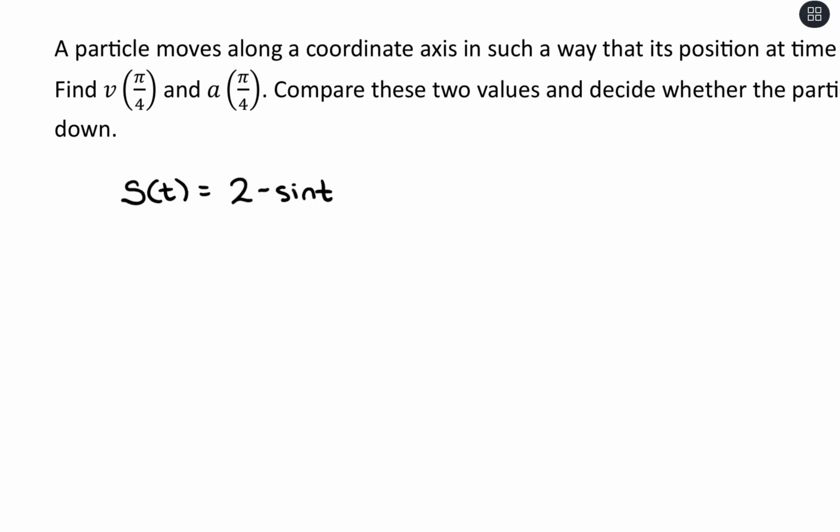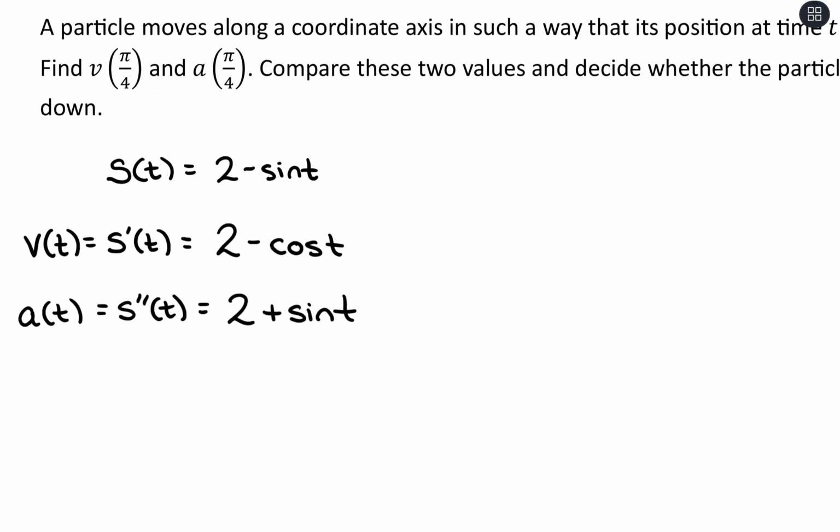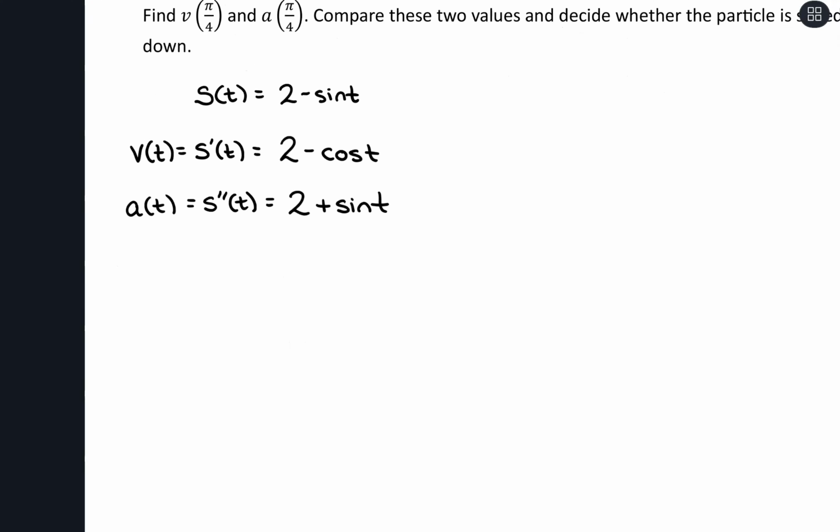So we're going to need our derivative function. So v of t is coming from our first derivative, which is going to be 2 minus cosine t. And then acceleration is going to come from our second derivative, which will be 2, and then minus a negative sine t, which is plus sine t. And we're going to evaluate each of those at pi over 4.